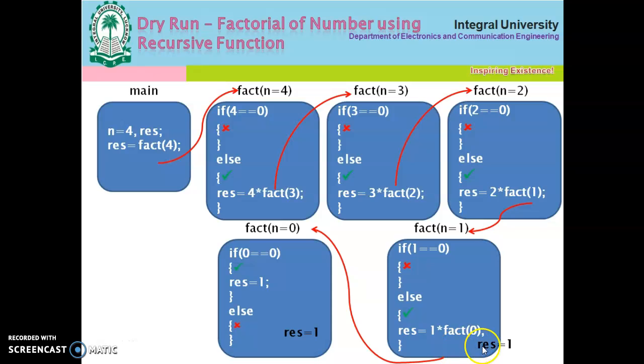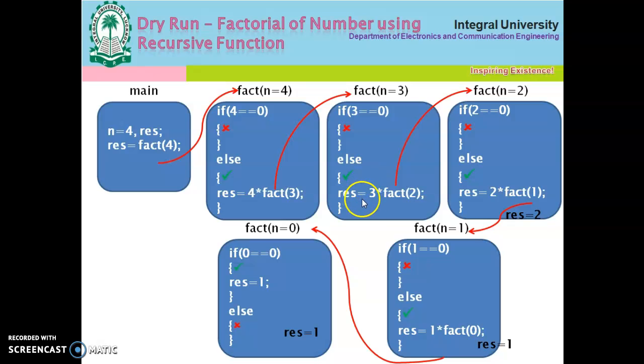This will again be moved to the fact frame where n equals 2 is given. This will calculate res equals 2 into fact of 1. Fact of 1 we have previously calculated as res equals 1. Now this 2 will be multiplied with 1, and it will give me res equals 2. This res equals 2 is now going to be fetched by the method frame where n is equal to 3.